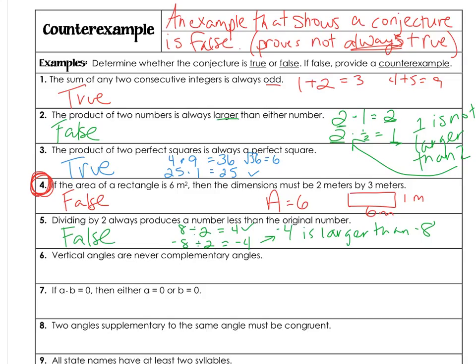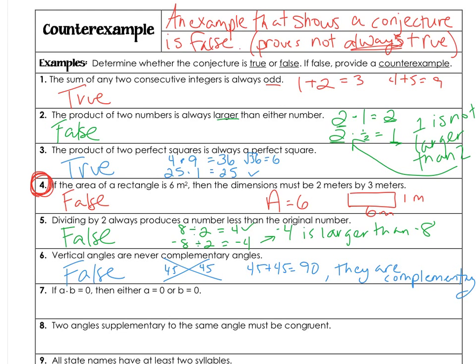For number 6, vertical angles are never complementary angles. So complementary, remember, means that they add up to be 90 degrees. So can we have 2 vertical angles that are complementary? Well, we could have it where they are complementary, because what if one of the degrees is 45 degrees and the other one's also 45 degrees? Then 45 plus 45 does equal 90, which means they are complementary. So for number 6, again, we could say that it is false.